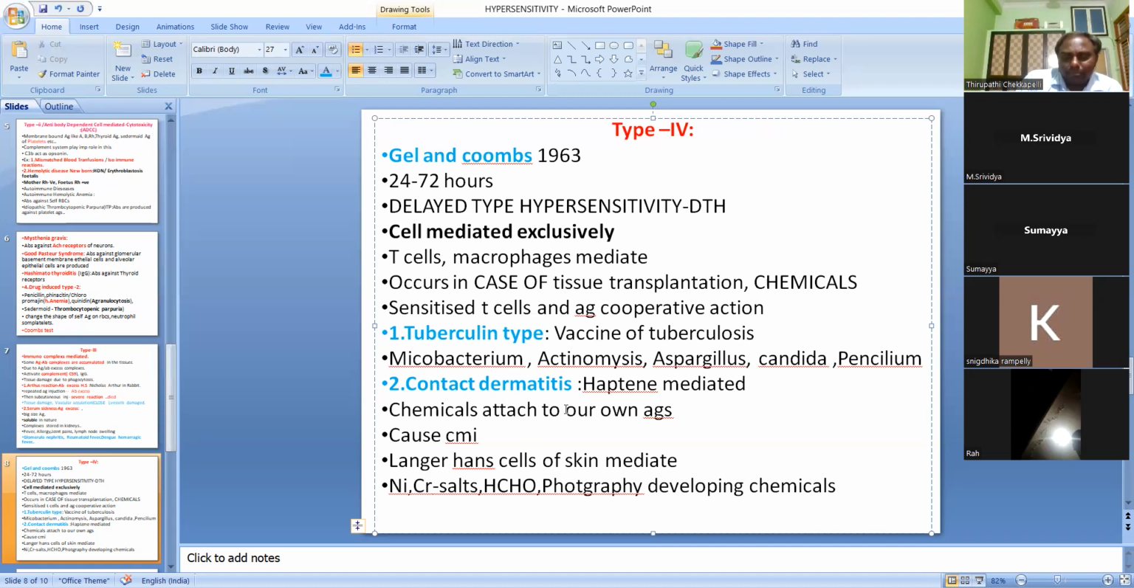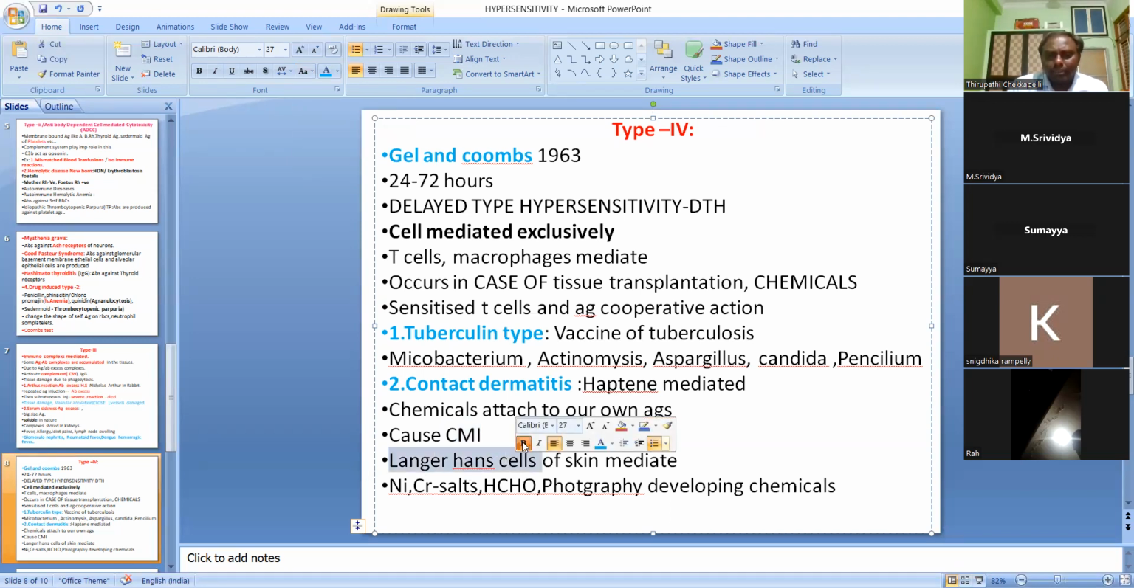Here, when we inhale or ingest some chemicals, these chemicals will go and bind to our own antigens. Then that chemical becomes a new antigen. So because it is bound to our antigen, our immune system recognizes that newly formed haptenic antigen as foreign, and here the sensitized T helper cells will reach there and damage those haptenic cells, which are self cells. So it causes cell mediated immunity, particularly in the skin.